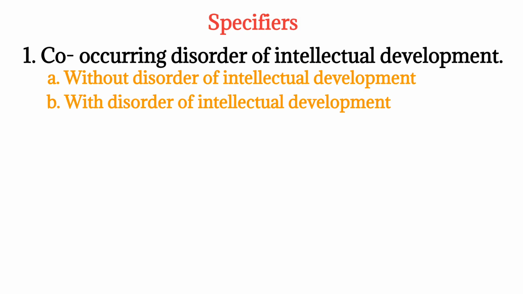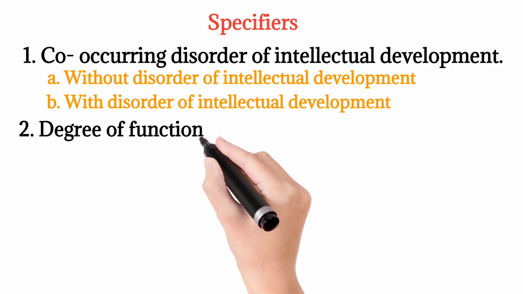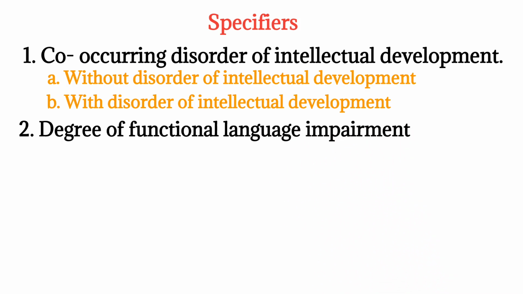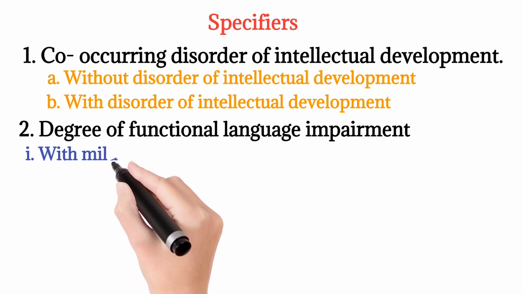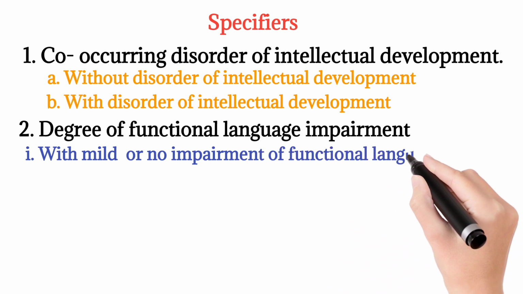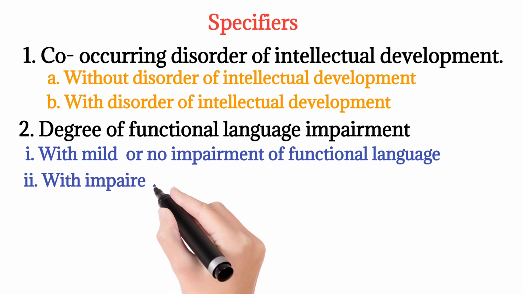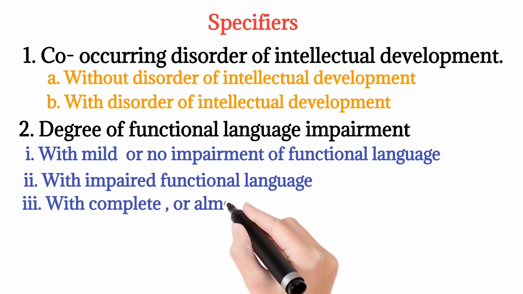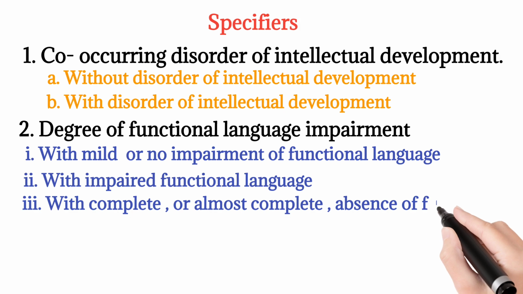Next is degree of functional language impairment. The degree of functional language impairment, whether spoken or signed, should be designated with the second specifier. Functional language refers to the capacity of the individual to use language for instrumental purposes, and not the pragmatic language deficit, which is the core feature of autism spectrum disorder. It may include the first specifier as with mild or no impairment of functional language, the second as with impaired functional language, and the third as with complete or almost complete absence of functional language.